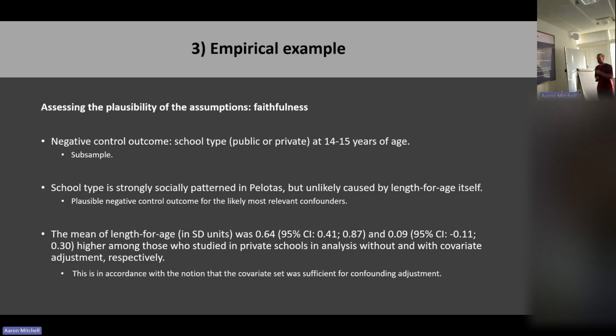And what did we see? What we saw was that before adjustment for the covariate set, length for age in standard deviation units was 0.64 units higher among those who studied in private schools. But when we adjusted for the same set of covariates as before, the association vanishes, which corroborates the notion that the covariate set that we have is actually working. Otherwise, we would see a residual association between length for age and school type.